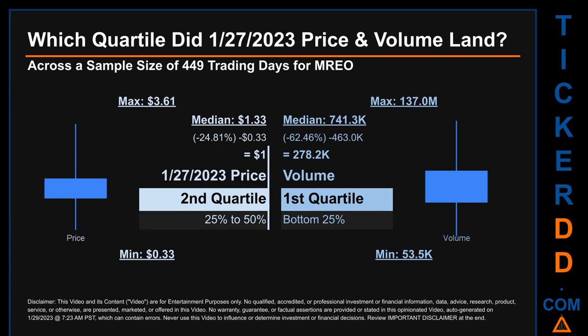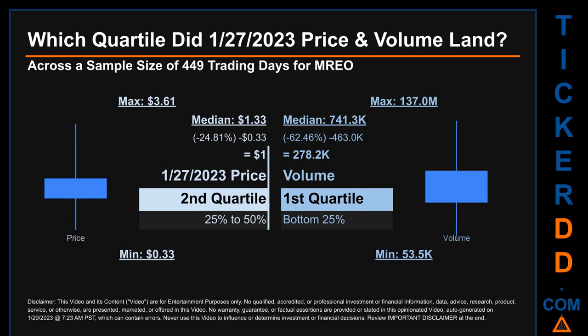The day's volume landed within the first quartile, at the bottom 25% of all sampled daily volume, which saw a max daily volume of 137 million and a minimum of 53.5 thousand. Quartiles tell us about the spread of a data set by breaking that data set into quarters, just like how the median breaks the set into half.